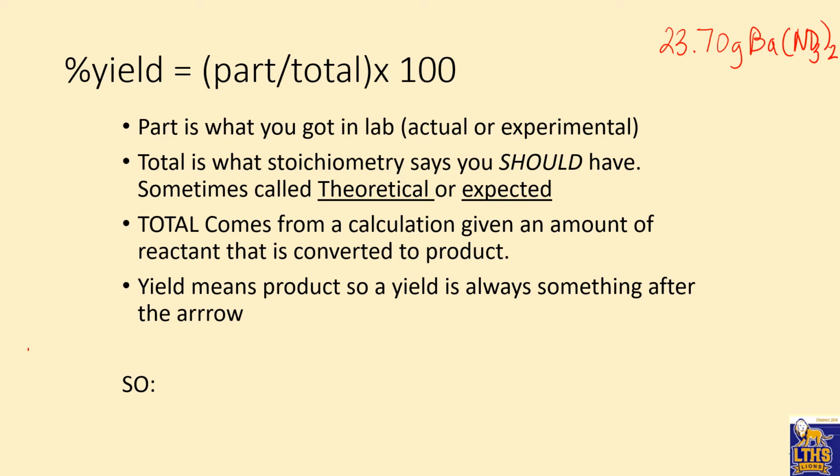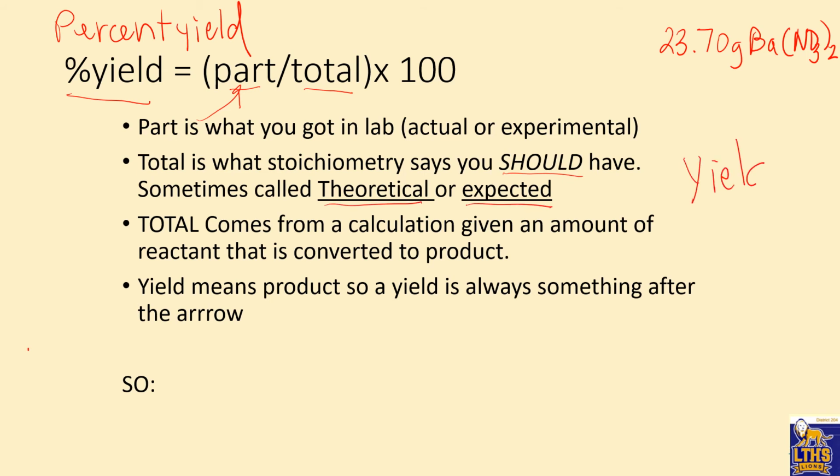Okay. All right. So now what we're doing for this is we're learning something new. It's called percent yield. We can use these kinds of calculations to help us get percent yield. Percent is always part over total times 100. Part is what you get in the lab. Total is what stoichiometry or these calculations say we should get. So that's called theoretical or expected yield. Yield means product.